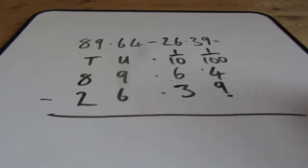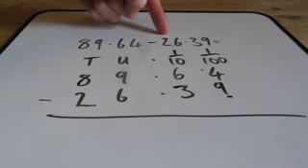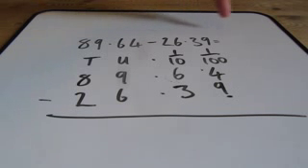So let's have a look now at what happens when we're working with numbers in the hundredths and we have to borrow. We've got 89.64 and we're subtracting 26.39. You can see that along the top there.